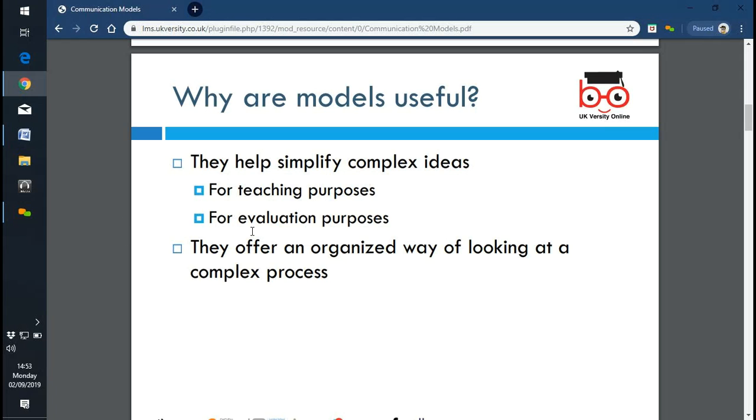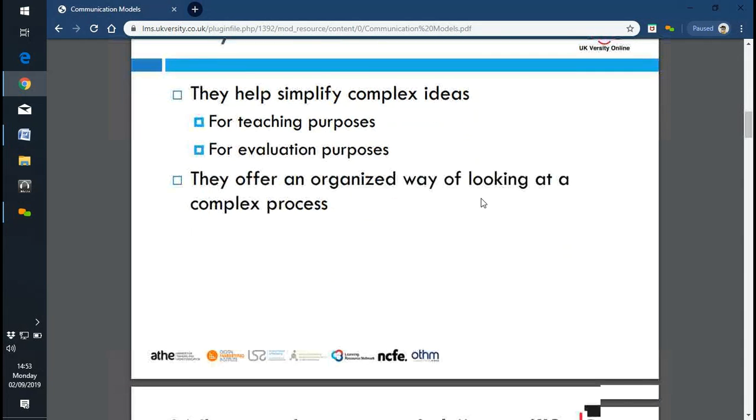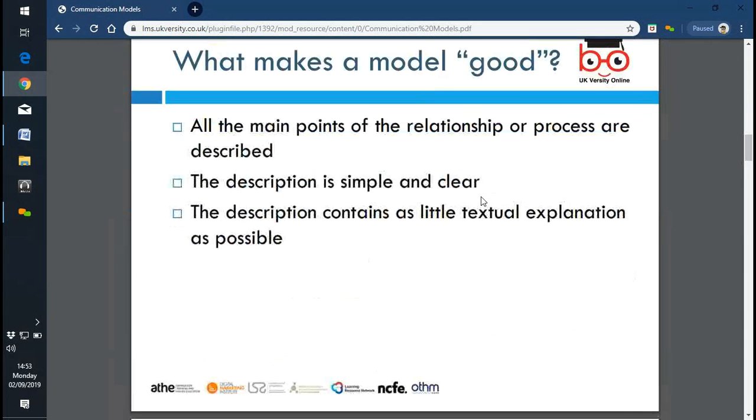So they help for teaching purposes or for evaluation purposes, which is the example I was just offering you then. They offer an organised way of looking at a complex process. So what makes it good?